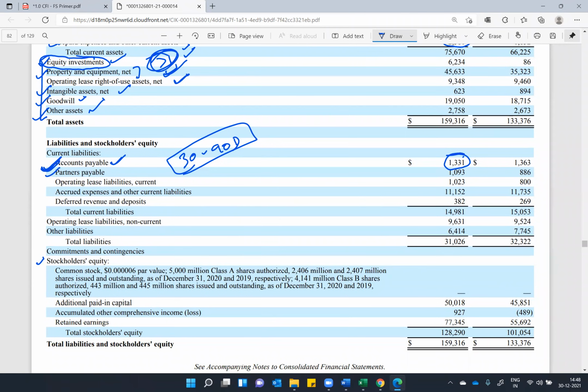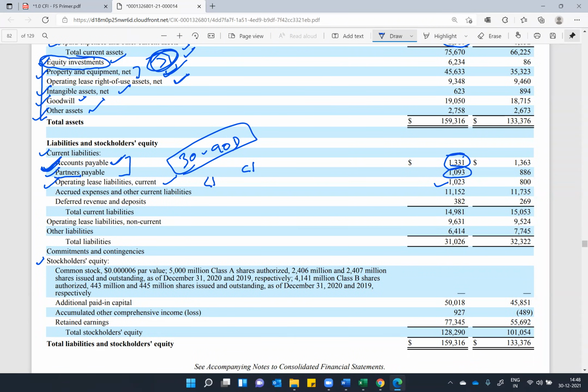Next is partners payable. It is more or less the same as accounts payable, but they have it separated as partners payable. This is also an amount you have to pay to your partners after some particular time period, definitely less than 1 year, because that's the reason why it is under current liabilities. Operating lease liability. What is this? This is when you have taken some equipment or machinery on lease, or maybe some other type of asset, and you have to pay this amount within 1 year.